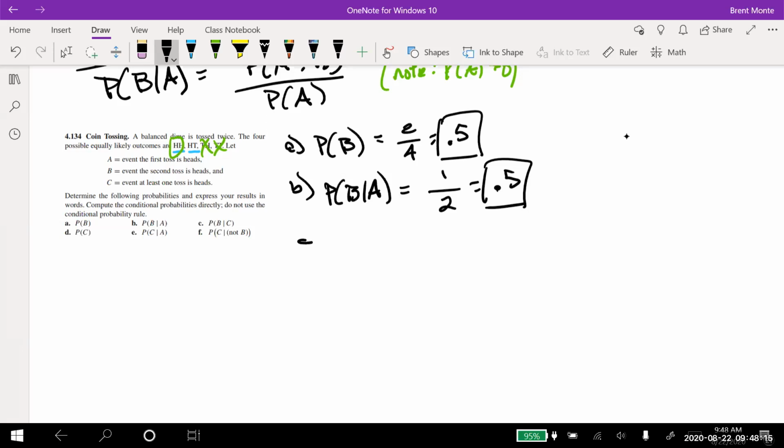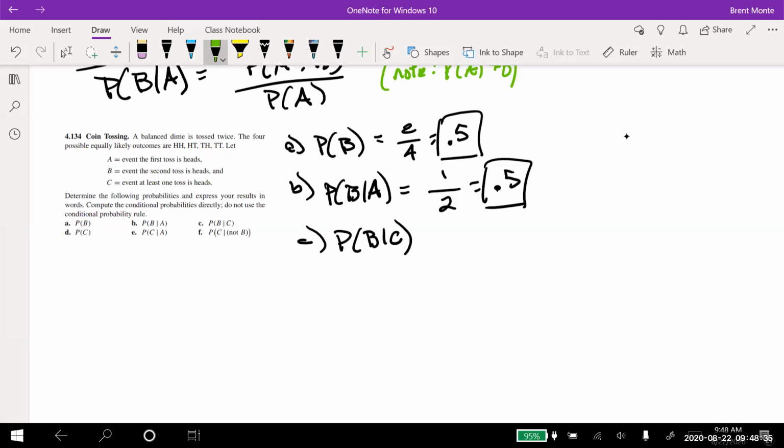Part C says probability of B given C. Well, let's address this. What's the chance of B, that the second toss is a heads, if C, at least one toss is a heads? All right, so let's erase these. Go back up here.